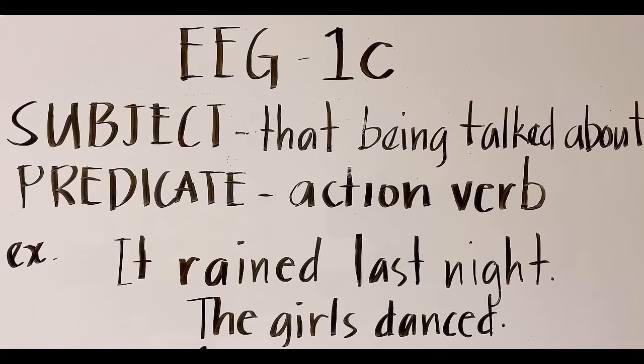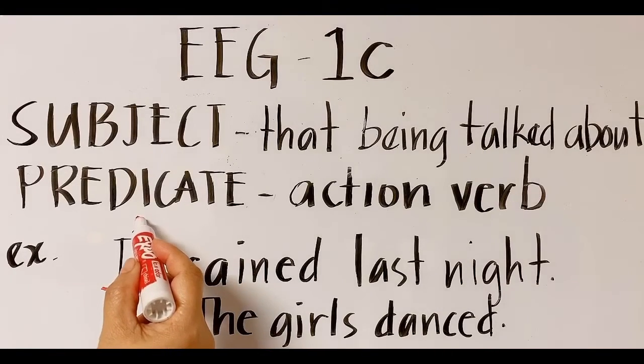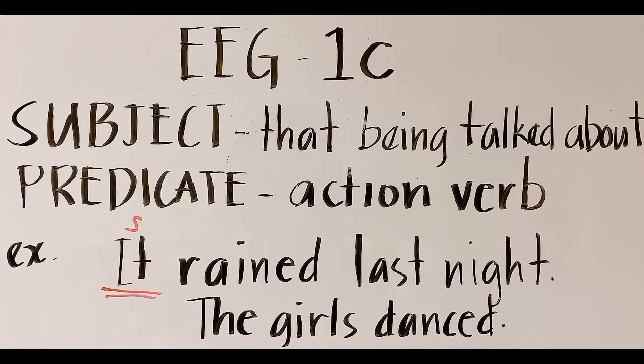The second, the girls danced. Again, the girls danced. Now let's go to the first sentence. What do you think is the subject here? It rained last night. What is the subject? It is the one being talked about, so it is the subject in the sentence. It answers the question what. What is being talked about in the sentence? It is it. This is the subject.